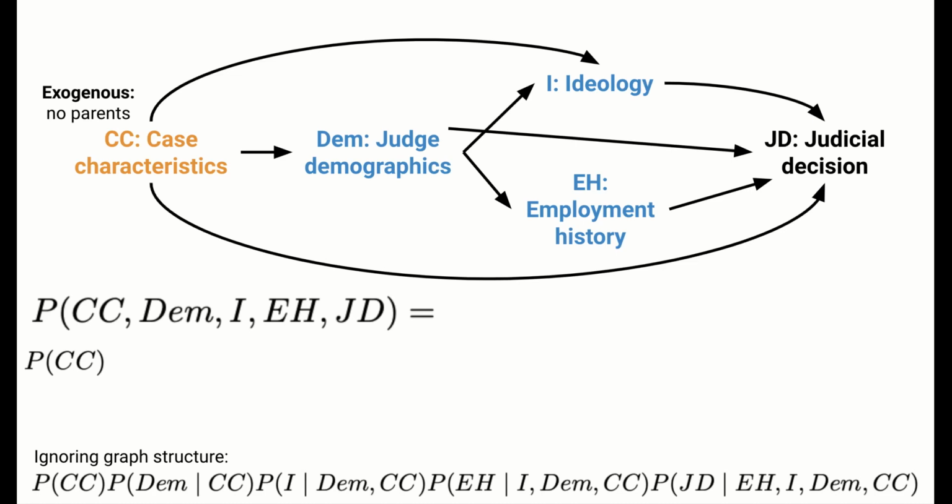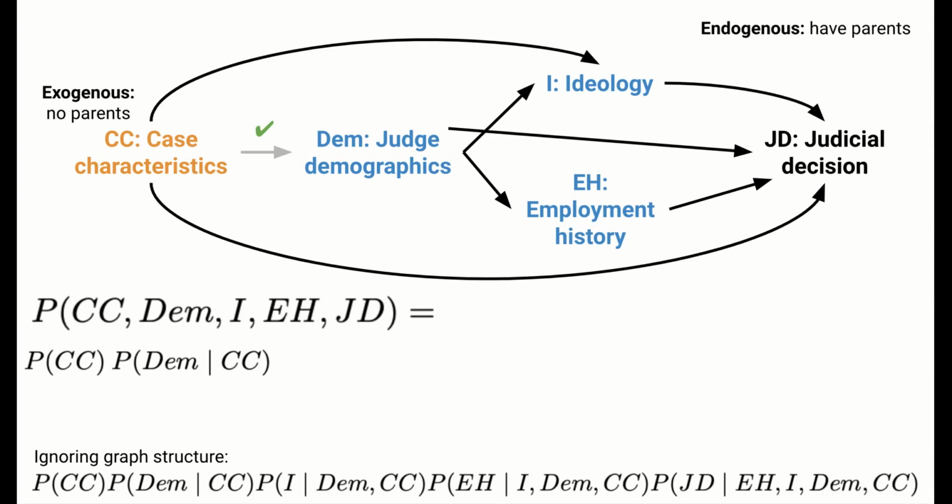Because if we had to always care about all causes of all variables, we'd actually have to trace causes back to the beginning of time, which is both impossible and unnecessary. The remaining variables that have parents are called endogenous variables and have their values determined by exogenous variables and other endogenous variables. The judge demographics variable is a function of just case characteristics, so we can add the conditional probability P of dem given CC to the product.